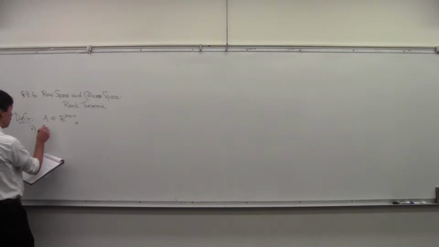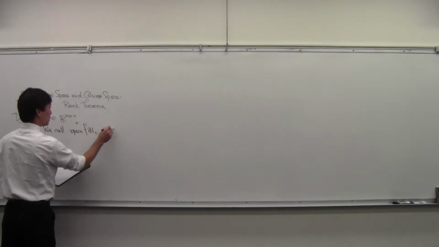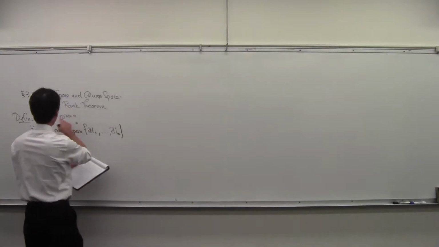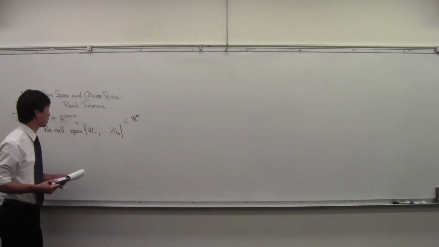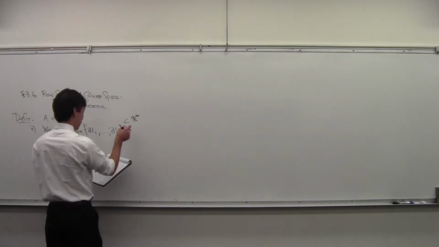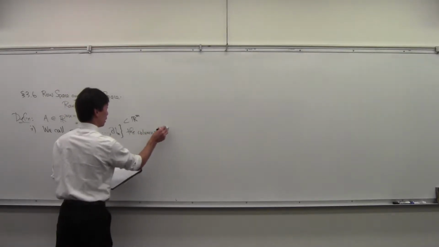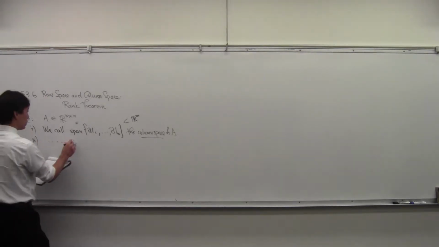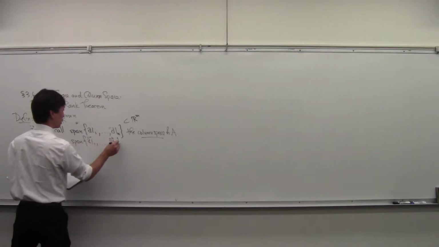So we call the span of the columns A1 through AN, right? And notice that this is in Rm, because each of these guys is an m by one matrix. We call the span of these guys the column space of A, and we call the span of the rows A1 through AM the row space.